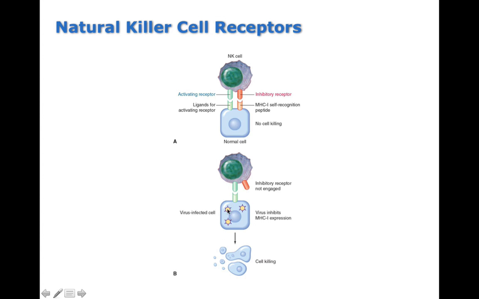Now, what's interesting in this example is they're showing not a foreign cell, but rather a virus-infected cell of your body, where the virus actually can lead to inhibition of MHC class 1 expression. And so this is one of the ways that this natural killer cell can identify the cell as either being infected or diseased. The result is that the natural killer cell can cause the cell to undergo apoptosis, and it will fragment into lots of little pieces.